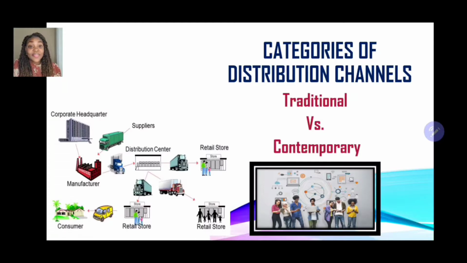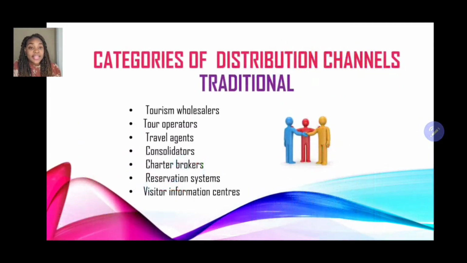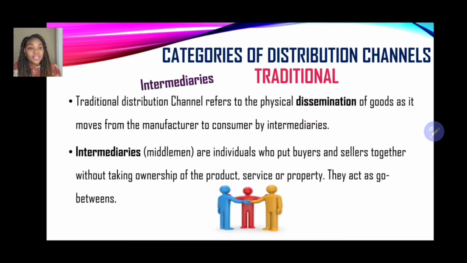Now, guys, let us look at the categories of distribution channels. There are two categories: traditional and also contemporary. Now, let us look at them in detail. Examples of traditional distribution channels include tourism wholesalers, tour operators, travel agents, consolidators, charter brokers, reservation systems, and also visitor information centers. And we're kicking things off by looking at intermediaries.